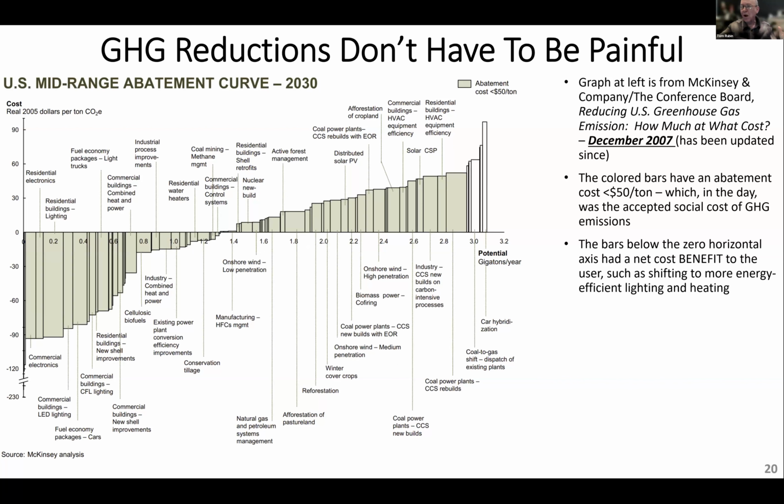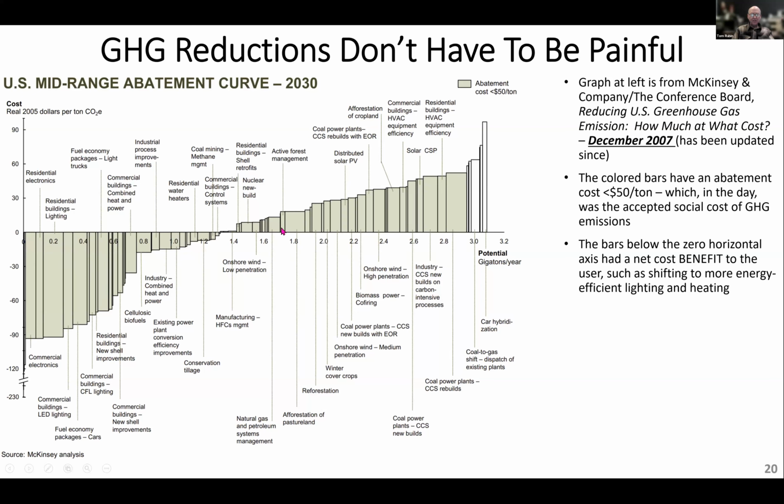This is a very old graph by these standards. This is from McKinsey, December 2007. By the way, all of my citations and links are in the notes on the PowerPoint for those of you that are interested, or you can contact me. Now, what this shows is the amount and the size of greenhouse gas emissions reductions that can be done for various strategies. So residential building lighting is right here, that is a big, big chunk that can be done.